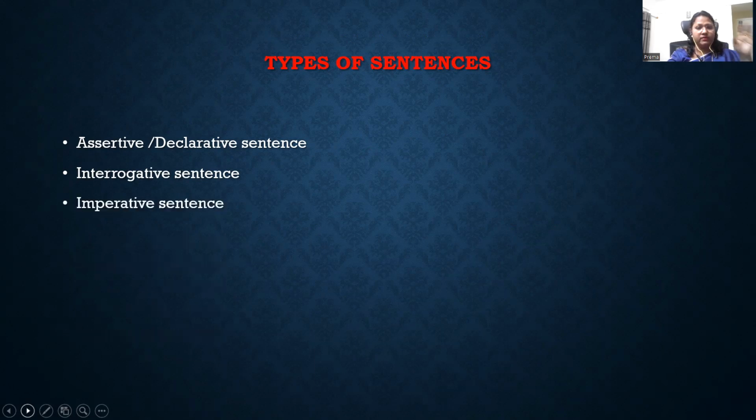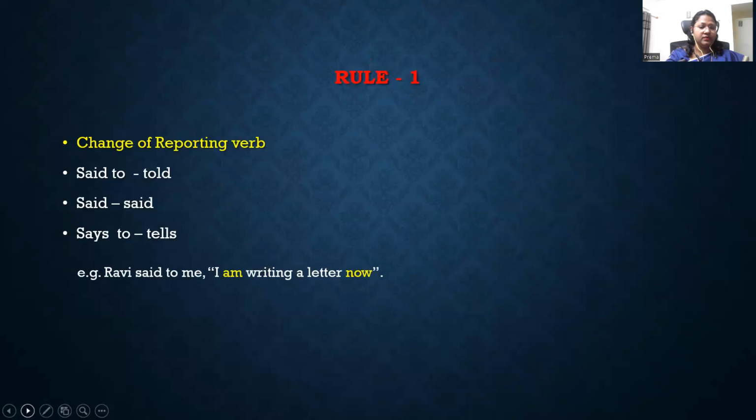Interrogative sentence is in the form of a question. The third one is the imperative sentence. An imperative sentence is in the form of a command or request. And the exclamatory sentence expresses our feeling. The feeling can be sad or the feeling can be happy. So these are the four different types of sentences. Each and every sentence has its own rules when we are changing direct to indirect speech. We'll see one by one what rules we have to apply.